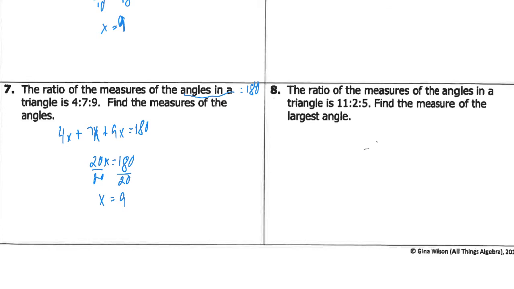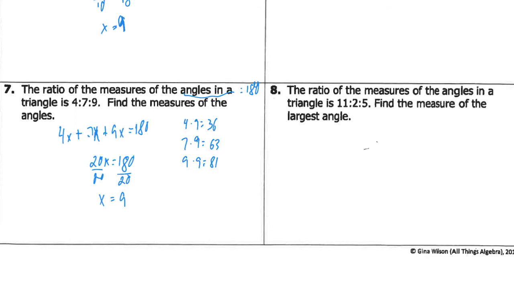And once you've got your x value, you just multiply the 4, the 7, and the 9 by 9. So we have 4 times 9, 36. We have 7 times 9, 63. And then we have 9 times 9 is 81. And if we check our work, 36 plus 63 makes 99. 99 plus 81 does make 180.